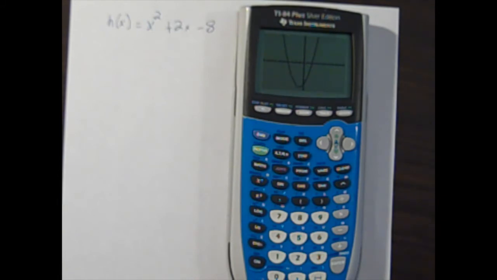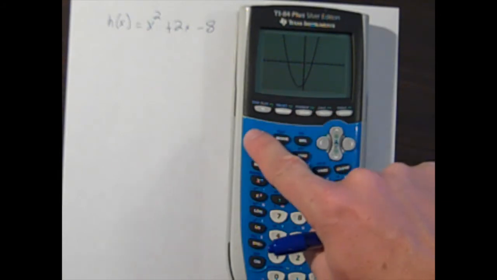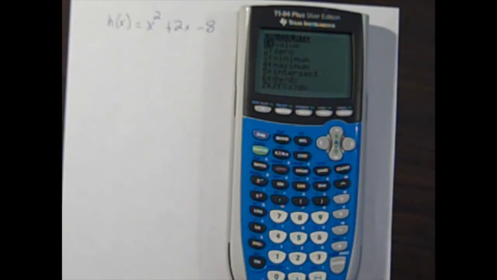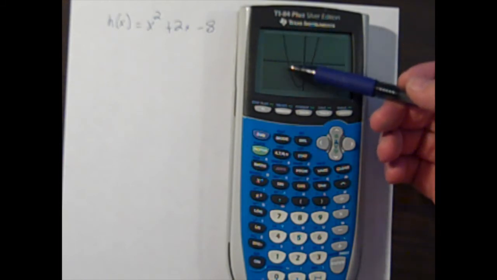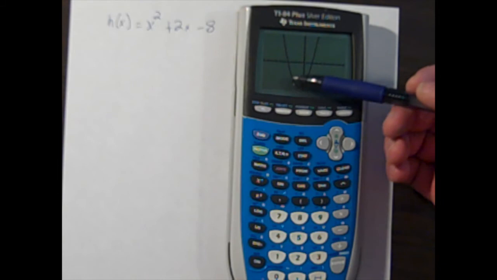Now what we're going to do is just find the vertex. So we're going to go second trace, which are the two buttons that I'm going to use here. I go second trace, and that gives me calculate. And I need to determine whether this one is a minimum or a maximum. I don't remember, so I've got to go back to the graph. If I look right here, the graph goes down in this direction and then back up. So this would be a minimum point right here.